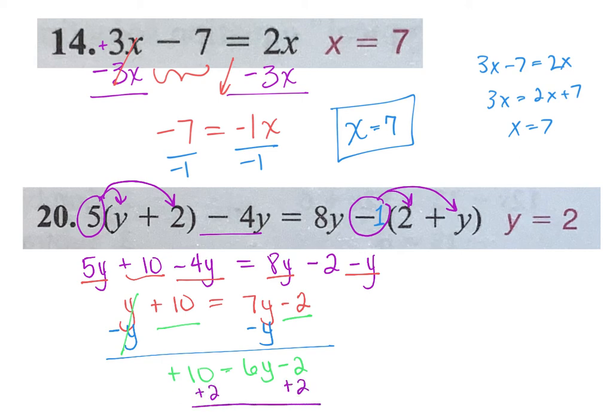All right. On the right-hand side, I have just the 6y left. And on the left-hand side, 10 plus 2 is 12. And then my last step here is to divide. So 6 divided by 6 gives me 1y. 12 divided by 6 gives me 2.